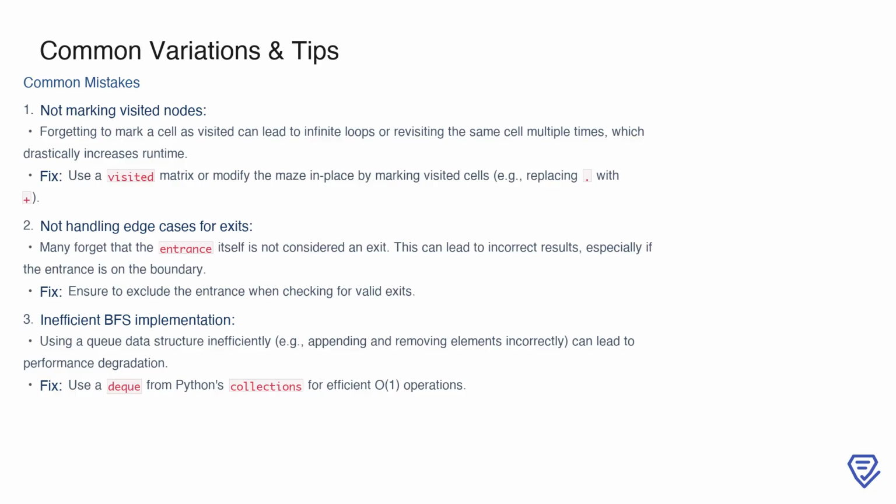Another mistake is not handling edge cases correctly, particularly for exits. Remember, the entrance itself is never considered an exit, so you need to explicitly exclude it when checking for valid exits. Additionally, an inefficient implementation of BFS can slow down your solution significantly. For example, appending and removing elements from a regular list instead of using a deque can degrade performance. To fix this, leverage Python's collections.deque, which allows efficient O(1) operations for both appending and popping elements.